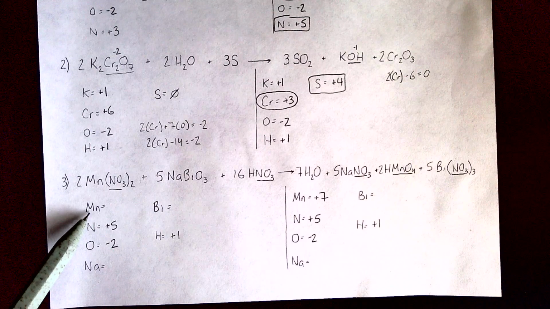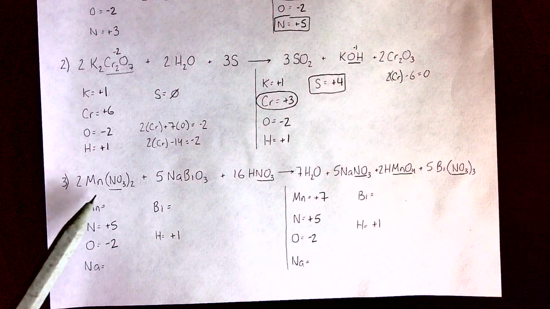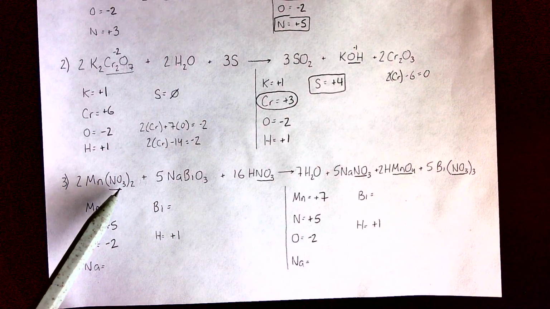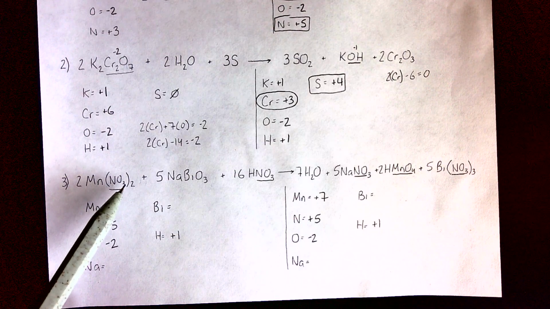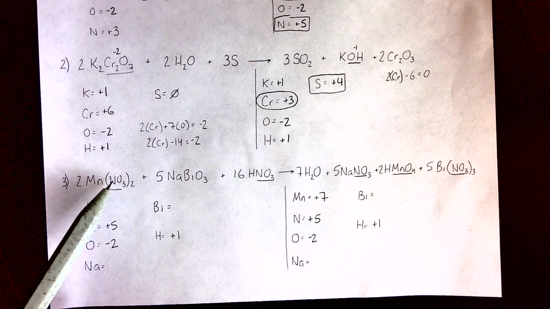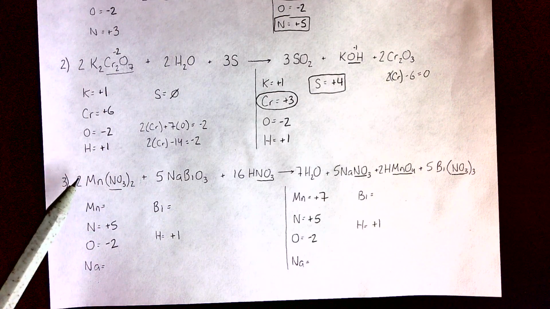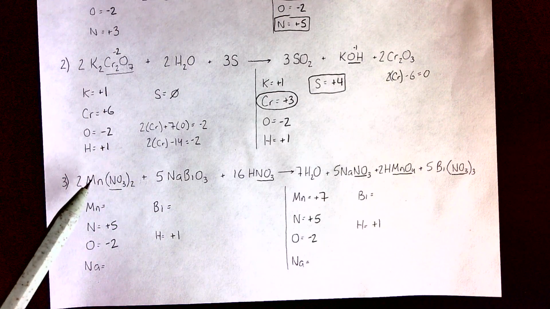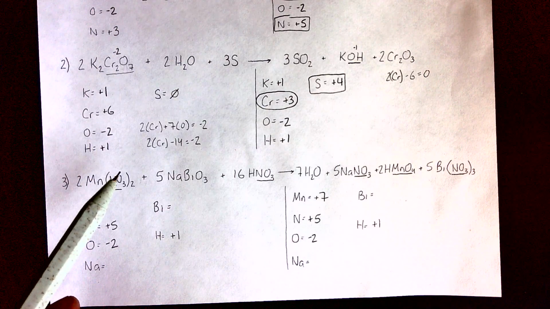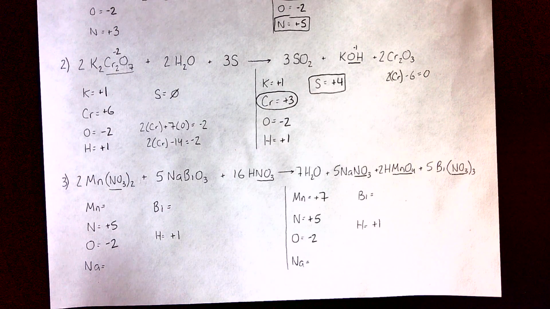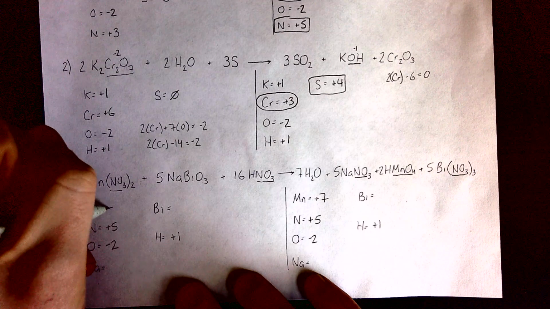On this side, we need to figure out manganese. And NO3, nitrate, has a charge of -1. Since there are two of them, the total negative charge is -2. But the whole thing adds up to 0. So manganese -2 equals 0. Manganese is +2.